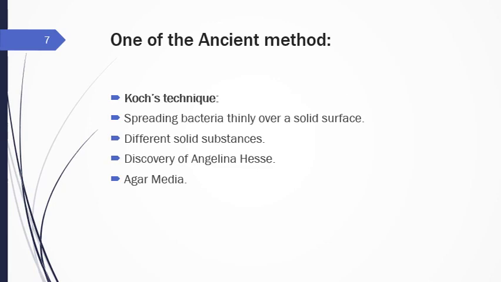One of the early methods, Koch's technique of spreading bacteria thinly over a solid surface, was more effective because it deposited a single bacterium at some sites. However, he tried several different solid substances. Using the discovery of one of his associates' wife, Angelina Hesse, he settled on agar as the ideal solidifying agent.